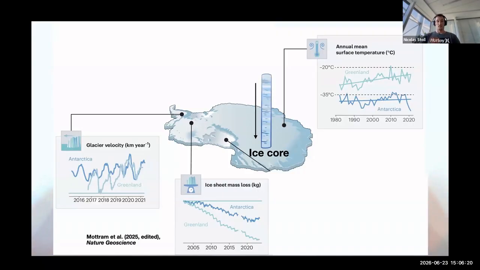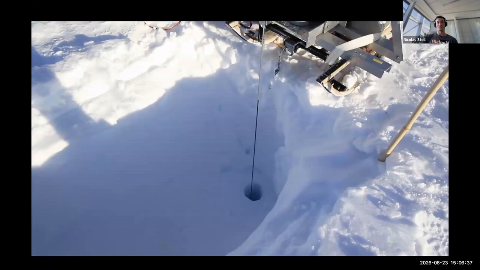But we can drill ice cores through those ice sheets, and they can really serve as a paleoclimate proxy in many, many ways. And I'll try to show you not the most important ones, but probably the most widely used ones. Very briefly, but first I wanted to show you this little video of how it looks when you drill an ice core.